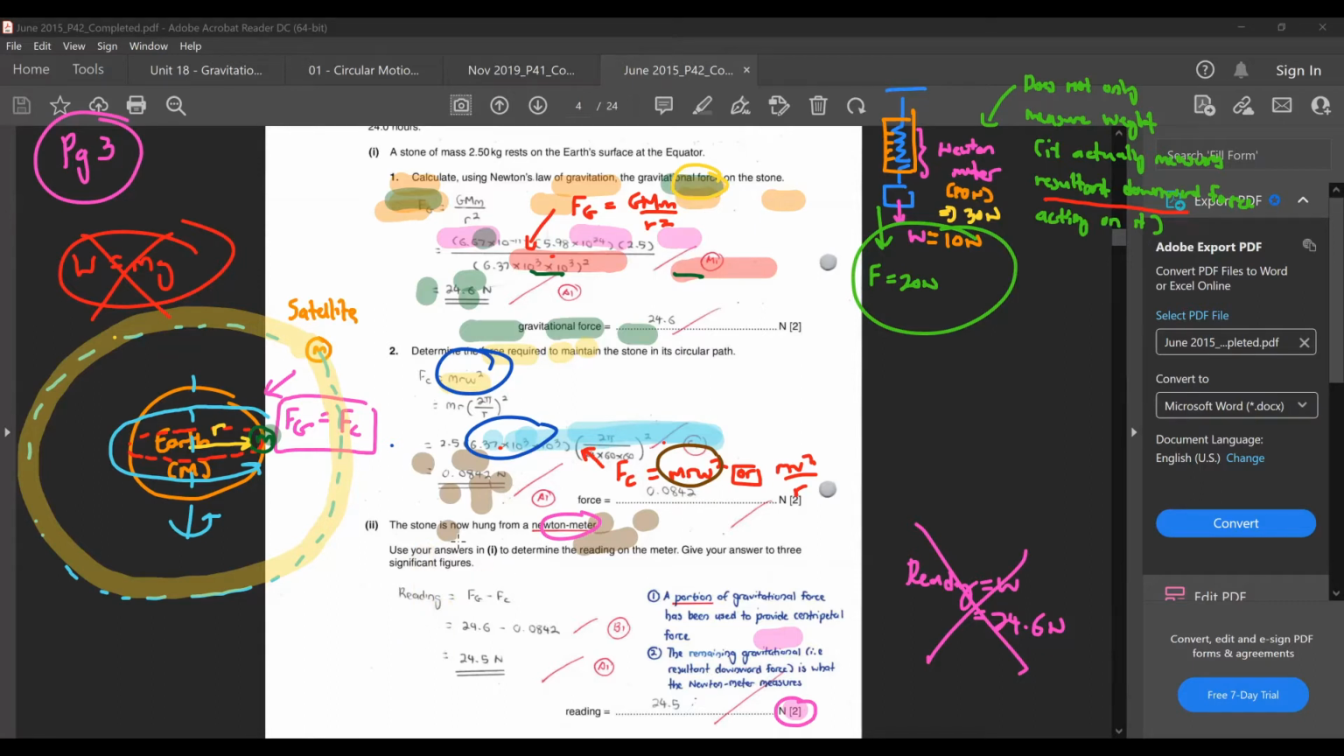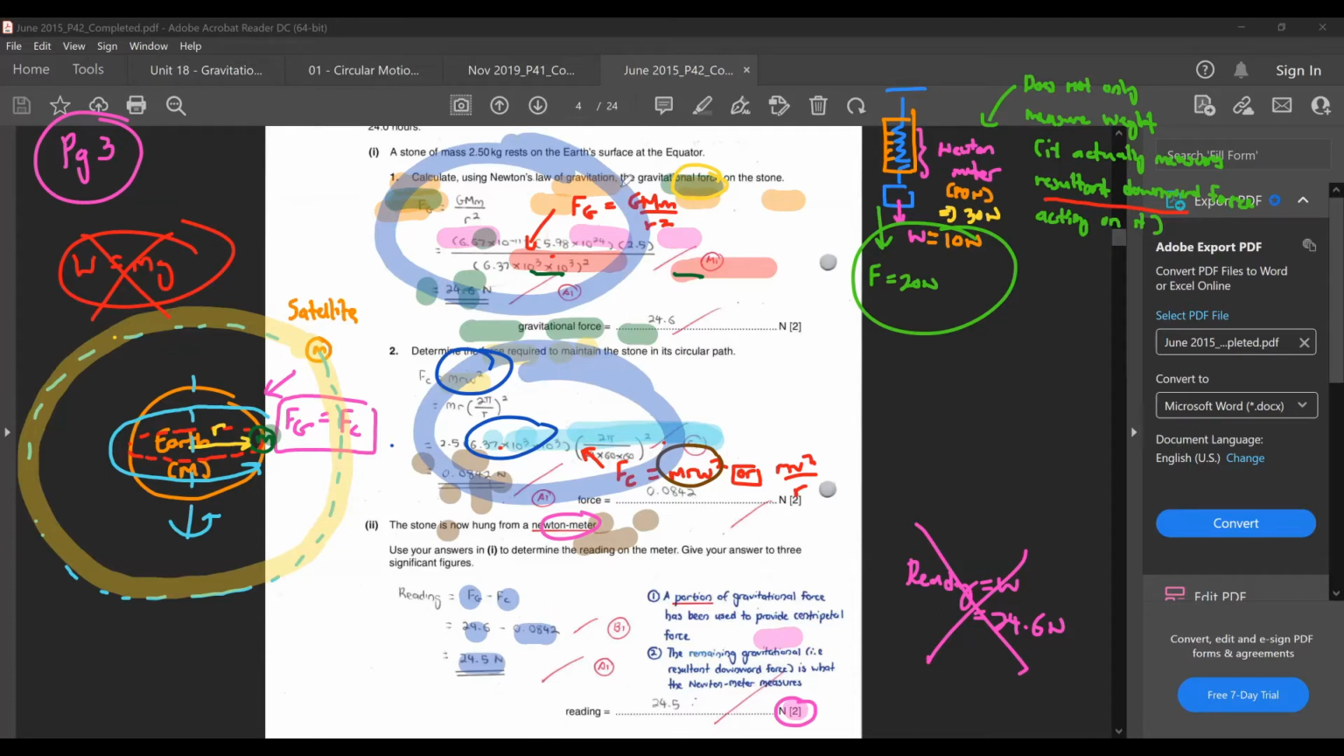In order to get the Newton meter reading, you actually need to take the gravitational force that you calculated earlier, minus all the centripetal force that you calculated after that. So you take 24.6 minus 0.0842, which gives you 24.5. This is actually your resultant downward force.